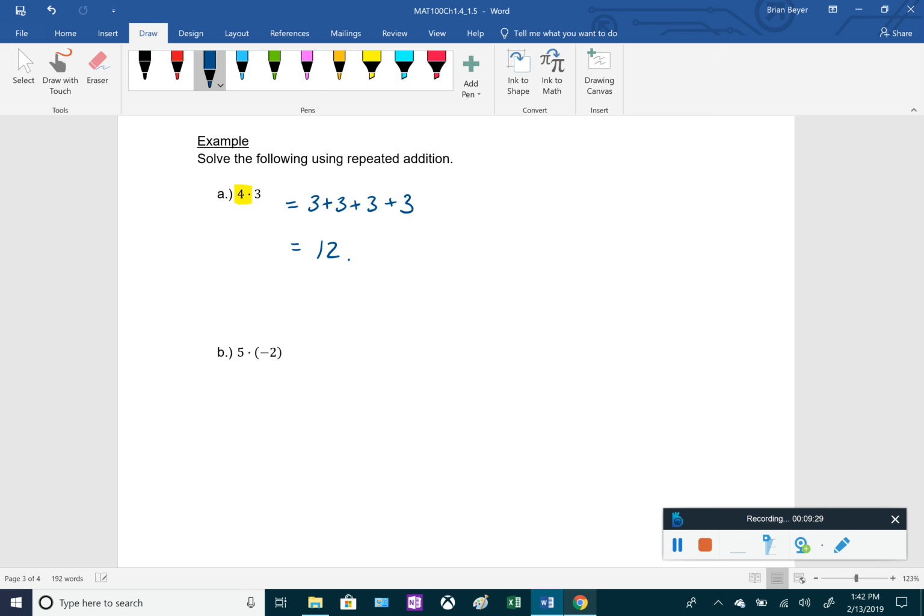So this is 12. So notice that if you did 3 times 4, this would be 4 plus 4 plus 4, 3 times, which also gets 12. So the reason why this works is because multiplication is commutative. The order does not matter for the two factors being multiplied. But technically, just because 4 times 3 is equivalent to 3 times 4 does not mean they represent the same exact thing.